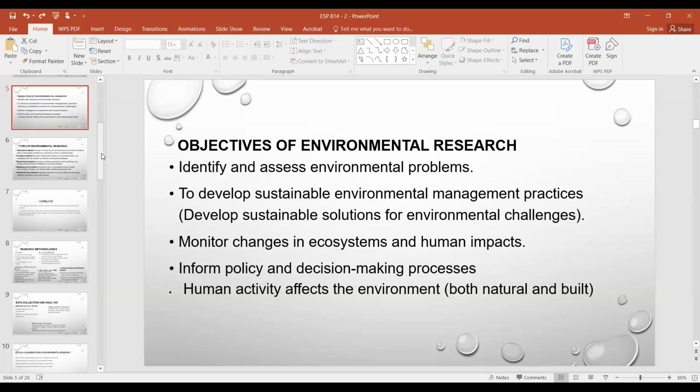Then, to monitor changes in ecosystem and human impacts. We don't have to wait until things begin to happen. We have to monitor changes. And that is why the meteorologists can tell us, oh, there's going to be flooding in May or June, so get prepared, clean your drainages and all that, because they have studied the environment or the ecosystem. They can even tell us, okay, there's going to be fire outbreak, there's going to be volcanic eruption, there's going to be earthquake. So for us to monitor changes also in the ecosystem, we have to do environmental research.